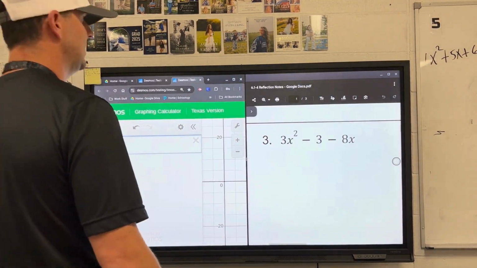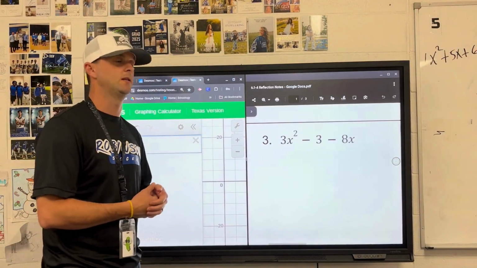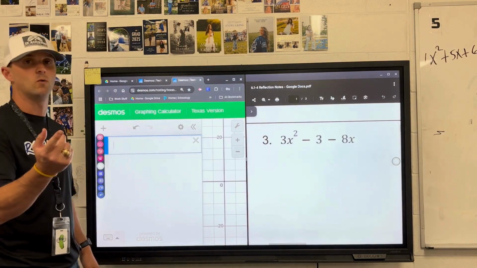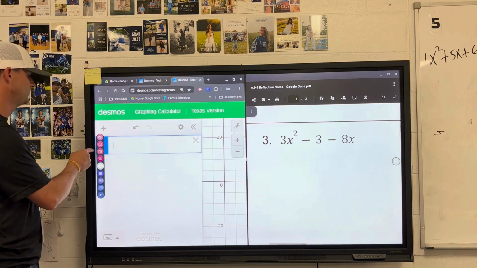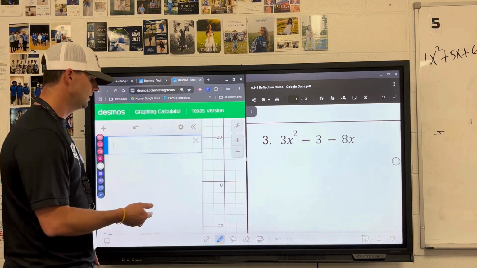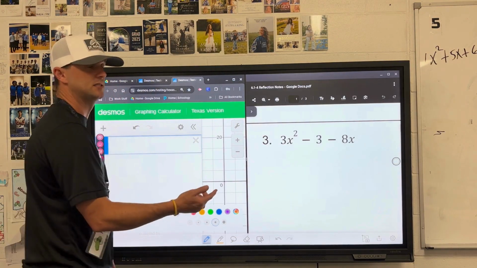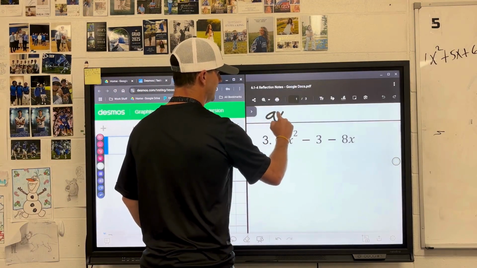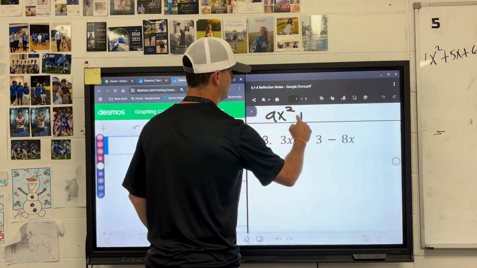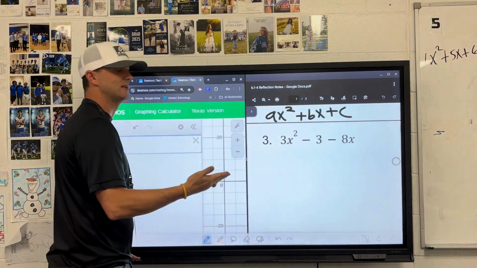All right, so now on example number 3, I'm actually going to show you how to do it in Desmos. And this is the testing Desmos, so you know it'll work on your test when you take it in April. The first thing we need to recognize is what my A, B, and C are. Remember, it's written in standard form, so that would be AX squared plus BX plus C. And remember, the B is what is next to the X.